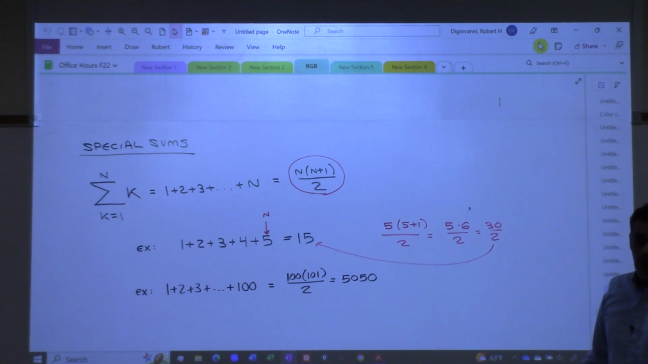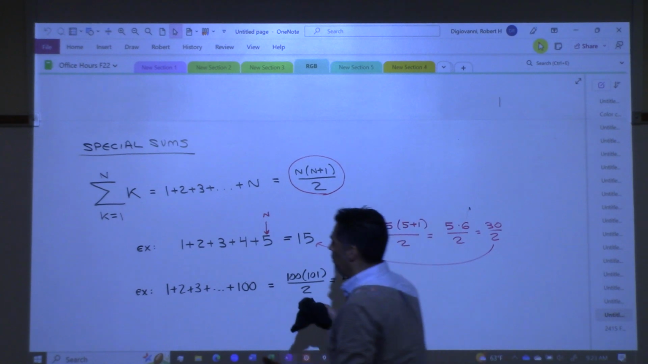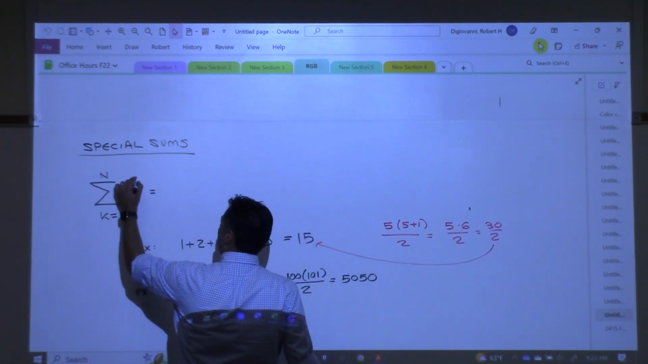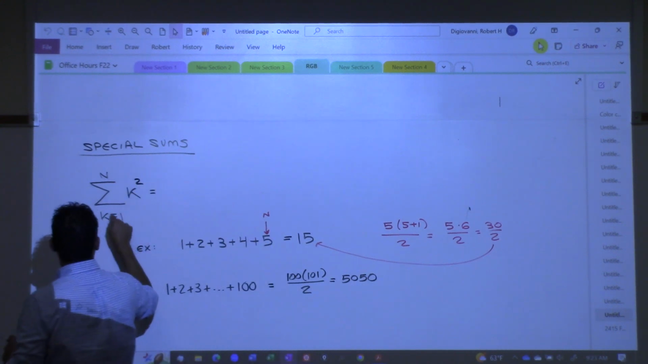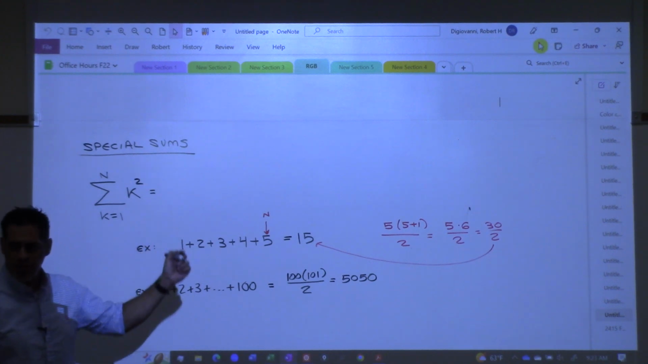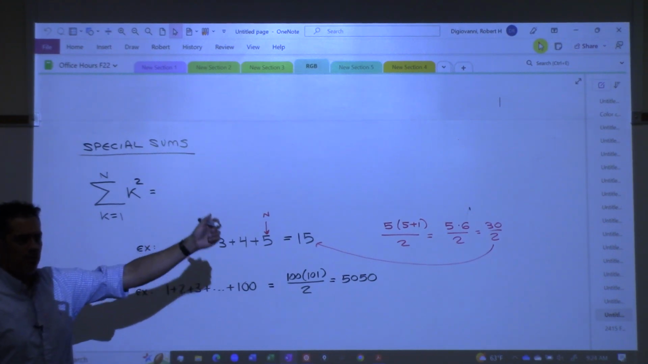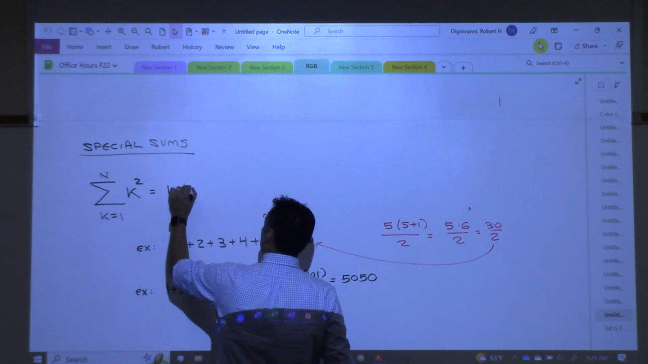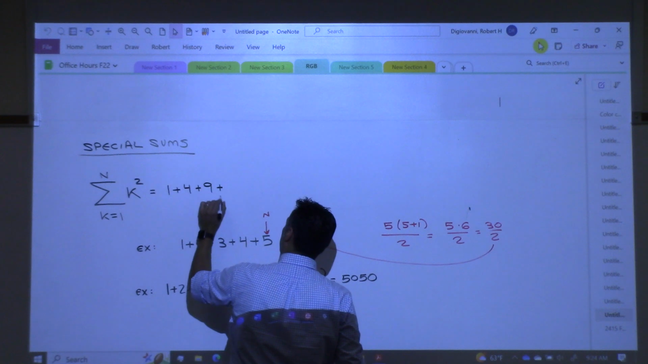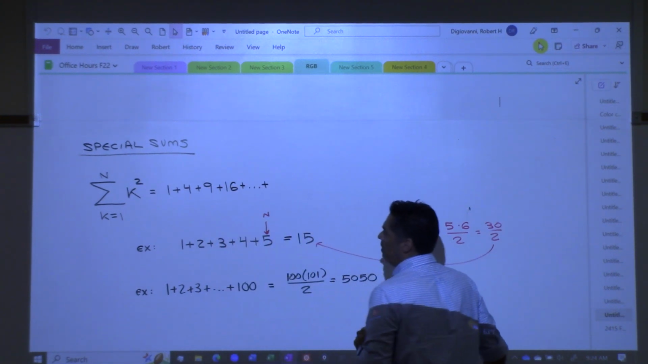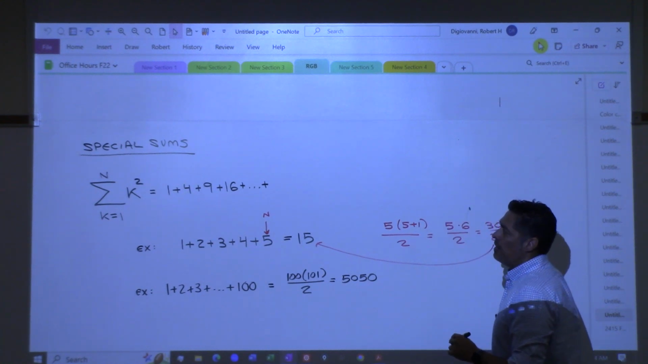All right, I'm going to give you another formula now. I'm going to give you a total of 3, and then we need those to do what we're going to do. All right? So the next formula is the formula for sum k equals 1 to n of k squared. So this is 1 squared plus 2 squared plus 3 squared plus 4 squared plus 5 squared. You get the idea? Stopping at what? n squared.